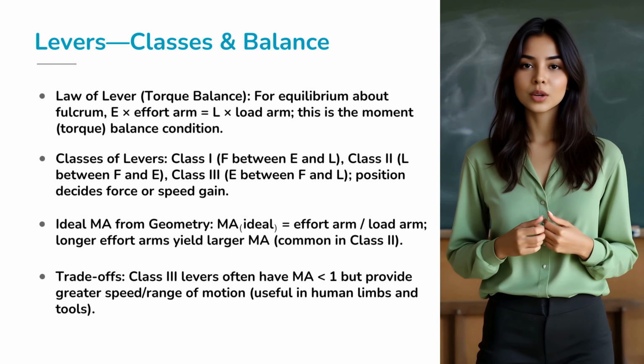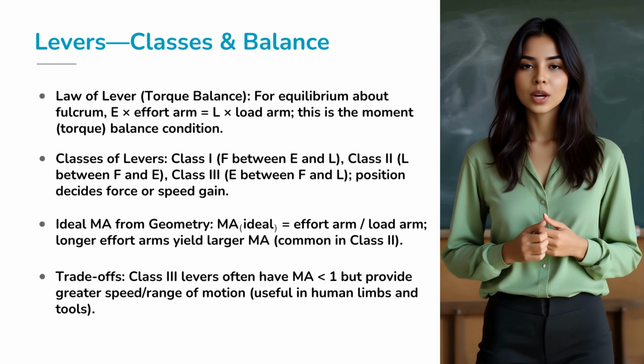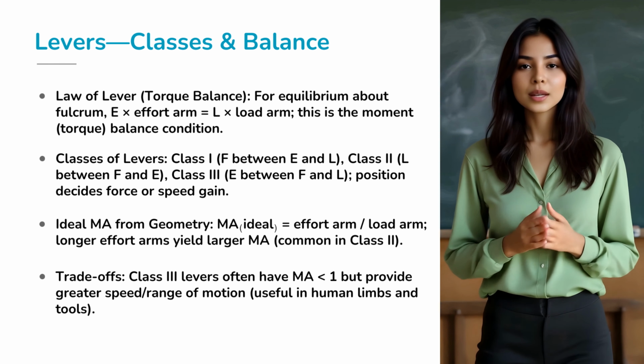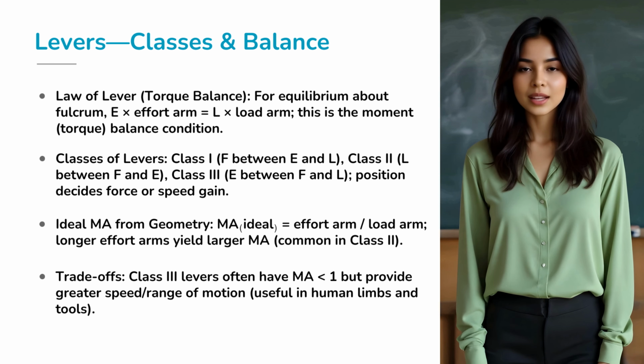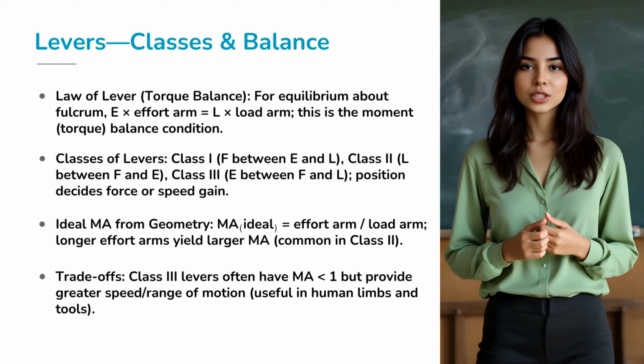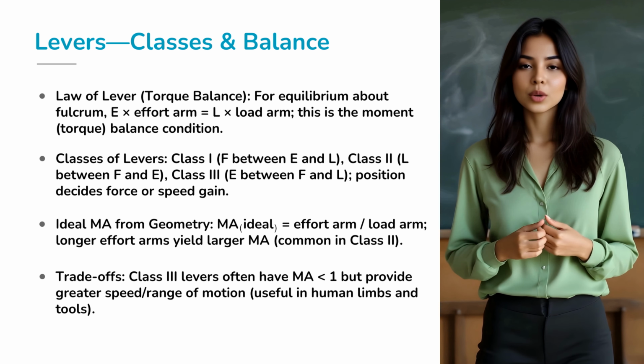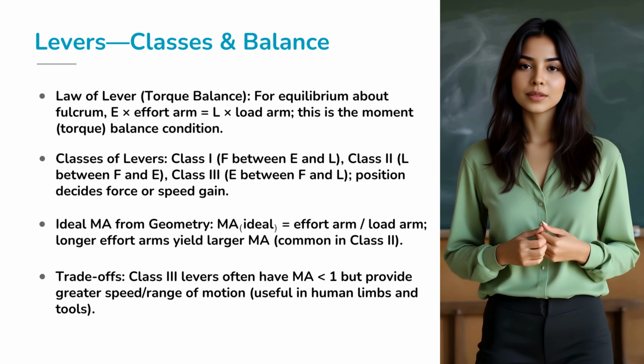Class 3 levers often have a mechanical advantage less than 1, meaning they require more force than the load's weight, but they provide greater speed and a larger range of motion. This makes them especially useful in human limbs and certain tools where quick movement is more important than maximizing force.